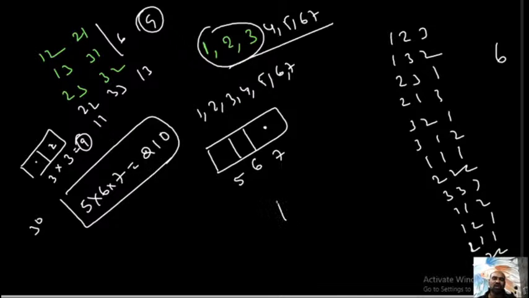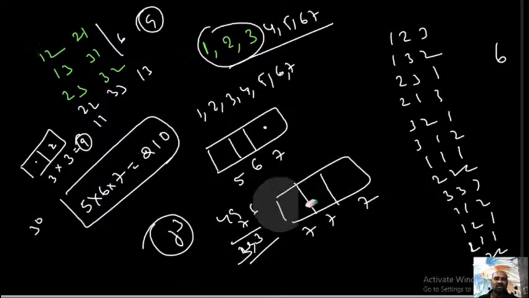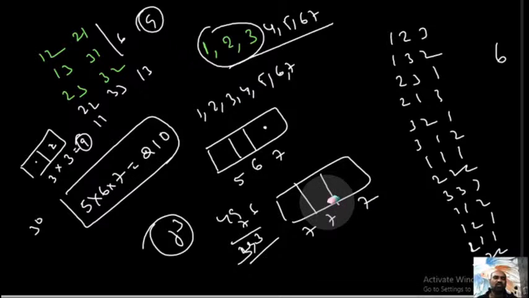If repetition is allowed, what happens? Observe, students. First blank I can fill in 7 ways. Second blank 7 ways. Third blank 7 ways. So 7 cube. 7 cube means what? 49, 7 nines are 63, 7 sixes are 42, 343. So 343 3-digit numbers you can create by using the digits 1, 2, 3, 4, 5, 6, 7 when repetition is allowed.